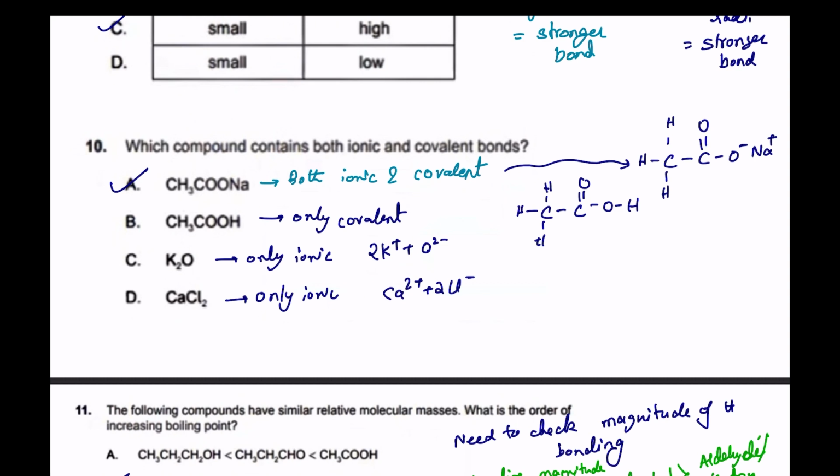But you can also check the other option, CH3COOH. This looks like this. All of the bonds would be covalent bonds. Sometimes people might get confused that CH3COOH also ionizes in water because it's a weak acid. But yes, it's a weak acid, so most of it won't be ionized. So we can just assume these are covalent bonds.